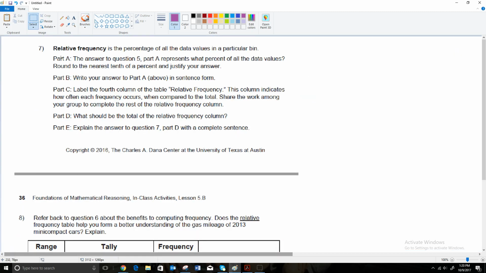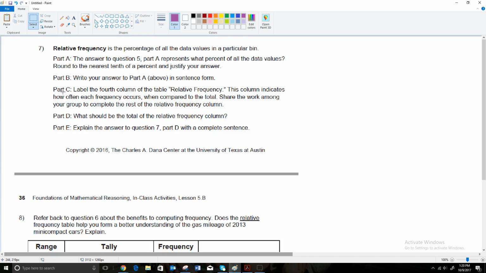Okay, so again, I've got question 7 and 8 here. It says relative frequency. This is the thing that we were getting at in this section. Remember, this was our final goal, to understand relative frequency. It's the percentage of all the data values in a particular bin. Sometimes it's a percentage, and sometimes they list it as a decimal. In this material that we have, they usually list it as a percentage. So the answer to question 5, part A, represents what percent of all the data values, round to the nearest tenth.